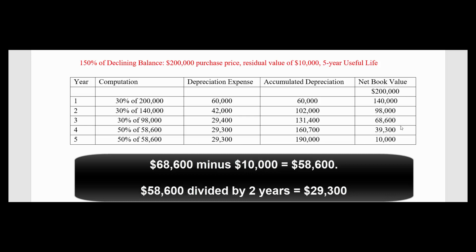In other words, take that 68.6, subtract the 10 because we don't want to go below the residual value. Spread that over the last 2 years, so 50% of 58.6, 50% of 58.6, and we end up with our $10,000.